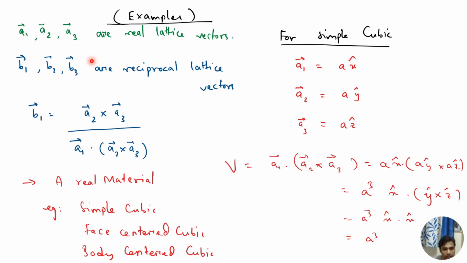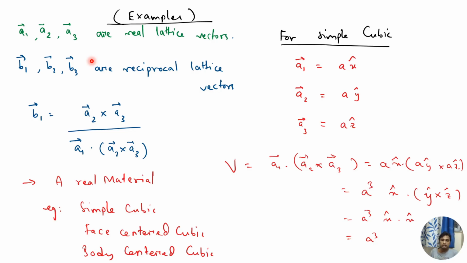Once we have b1, b2 and b3, we can construct an Ewald sphere and determine the properties like diffraction and so on. So that's the general idea.